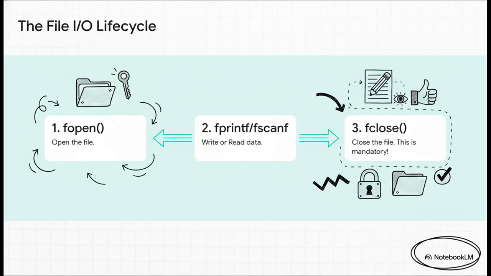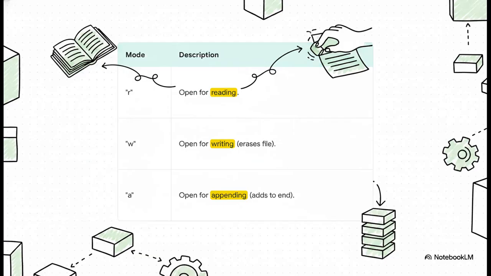Working with files in C always follows these 3 basic steps. It's a cycle. You open a file, which gives you a special pointer to it. Then you do your thing. You either write data to it or read data from it. And finally, and this is really important, you close the file to tell the operating system you're all done with it. So when you open a file using the open function, you have to tell it what you want to do. We call this the mode.